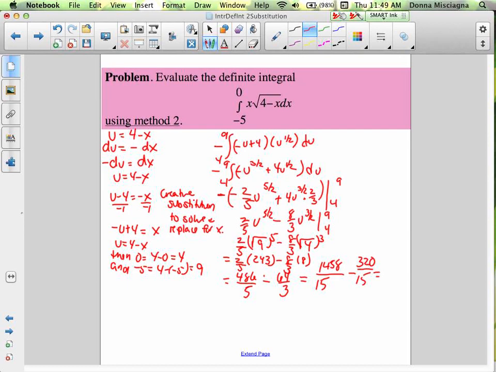So that's going to give us 138 fifteenths. Does that simplify? It's not divisible by 5, and it's not divisible by 3. So the answer is no. Because that'd be 11, 12, 13, not divisible by 3. So 1138 fifteenths. Any mistakes in my math there?